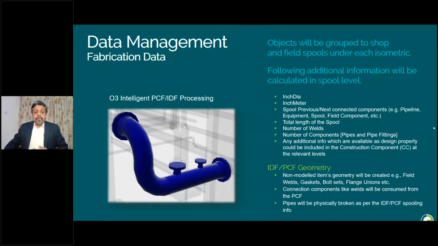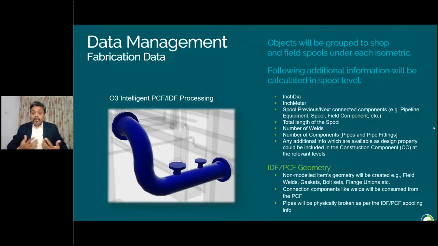Non-modeled geometric items will be created. For example, field welds, gaskets, bolt sets, flange unions, etc. will be created as per the project requirements. We will create a geometric object for this because in the 3D model or in the PCF we will not have this geometric object, so we create the additional geometric object for this.